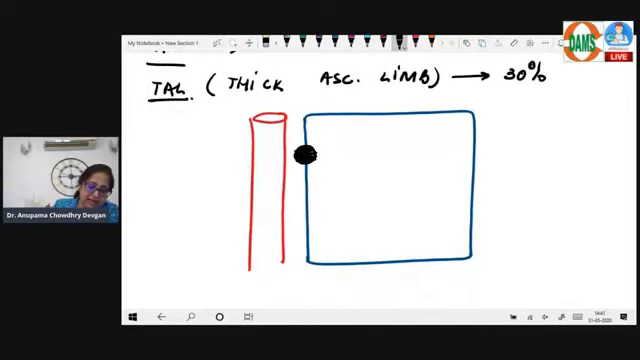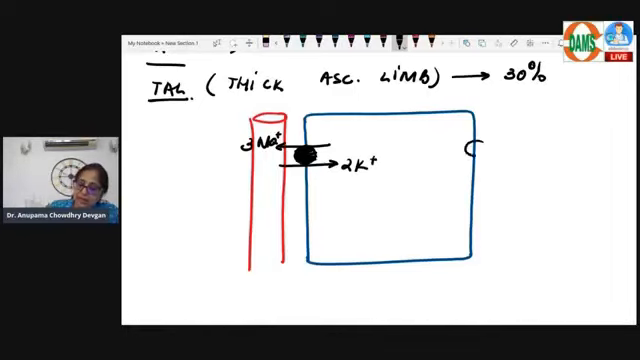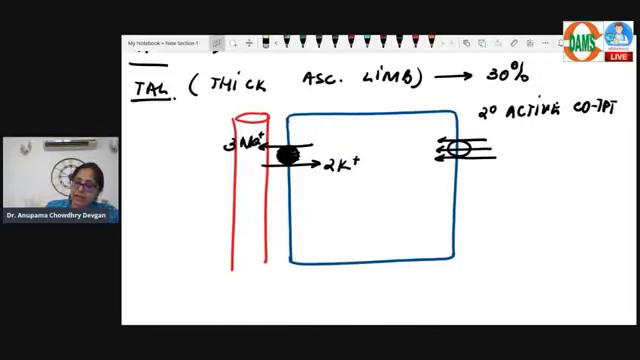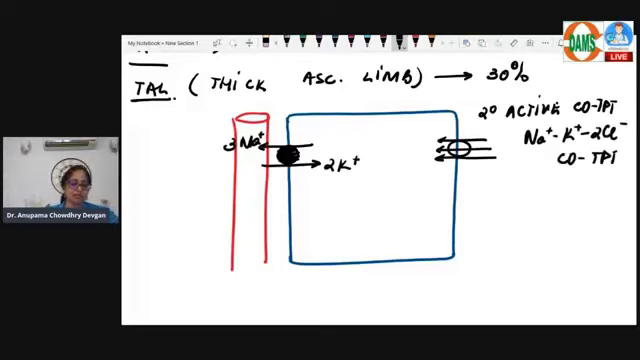Again, on the basal side you have the activity of the sodium potassium pump. There is 3 sodium and 2 potassium. On the opposite side of the membrane, you have a secondary active co-transport. On the luminal side, there is an Na plus K plus 2Cl minus co-transport, a secondary active co-transport.